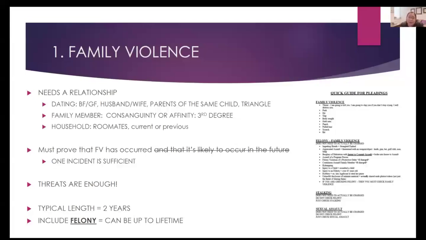And I've added a quick guide for pleadings regarding what could be categorized as family violence. So a threat: I'm gonna kill you, I'm gonna punch you, if you don't stop crying, I'm gonna beat the F out of you, I will destroy you. So those are all family violence. Felonies are your strangulation, assaults during pregnancy, different types of aggravated assault. So if there's a firearm or a weapon, it doesn't necessarily have to be a firearm. And so I've added a quick guide for pleadings on what is a felony.